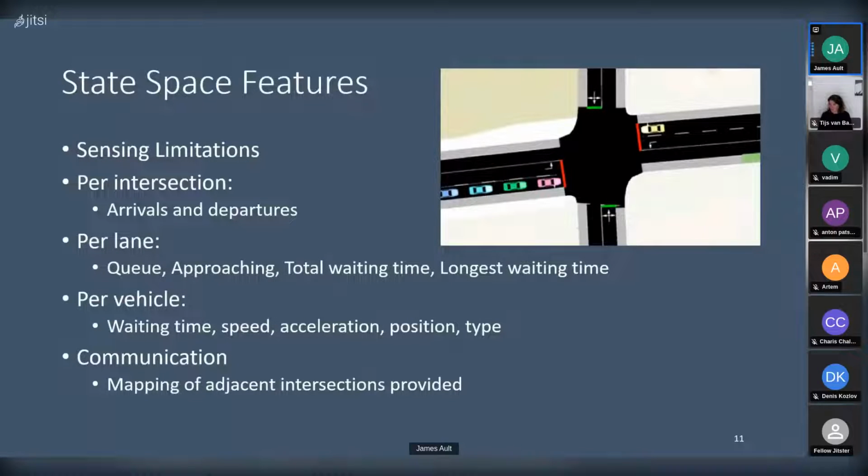RESCO is flexible enough to conform to sensing assumptions made from simple loop detectors to advanced camera-based sensors. The state space can be defined from a dictionary mapped to each intersection, which makes available a number of features. These include the number of arriving and departing vehicles at each intersection, the queue length, approaching vehicle count, aggregate waiting time, and longest waiting time in every lane. And for each vehicle, the waiting time, speed, acceleration, position, and vehicle type.